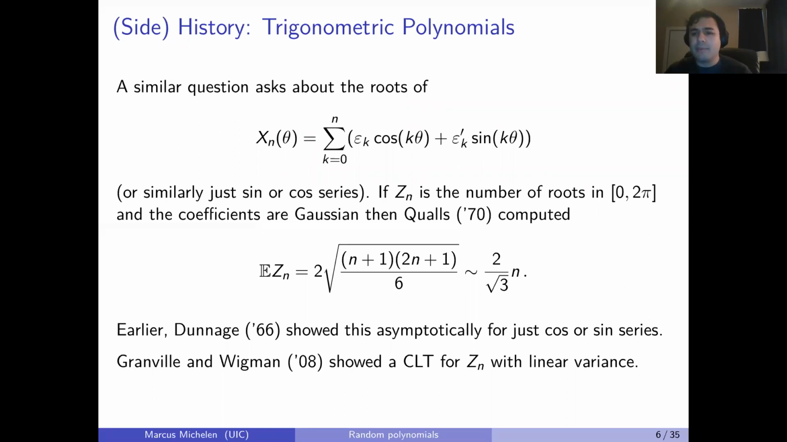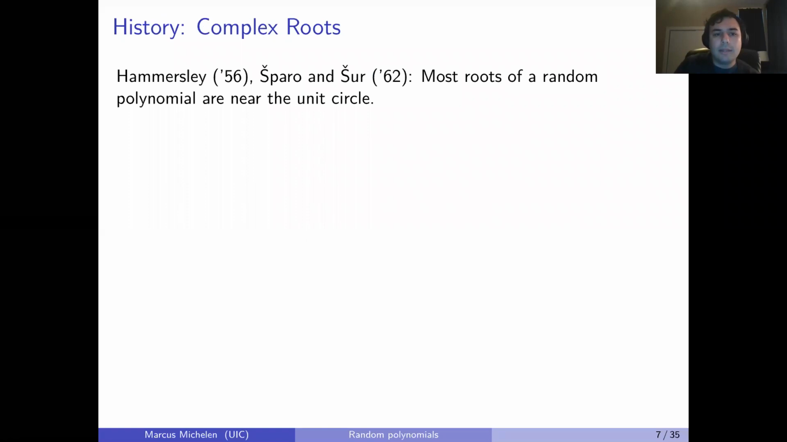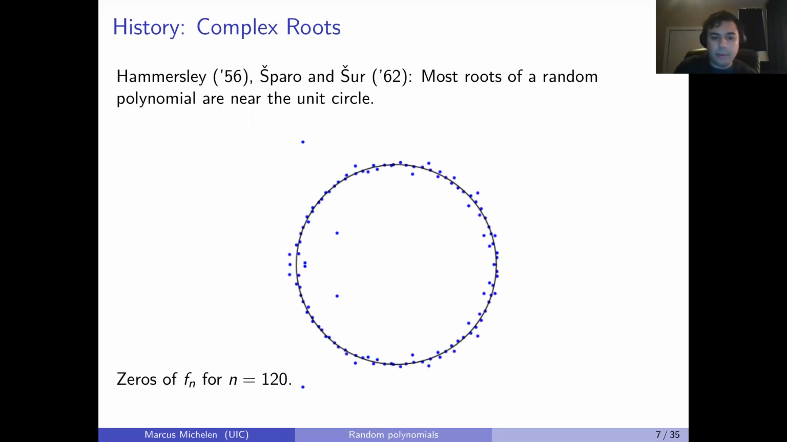Okay, we've spoken about the real roots, and there are only log n many real roots. So that means the vast majority are complex roots. Let's begin to talk about those now. So Hammersley and Sparrow and Shur showed that most roots of a random polynomial are near the unit circle. Here's a quick picture of that, of degree 120, and this is a case of Gaussian coefficients.